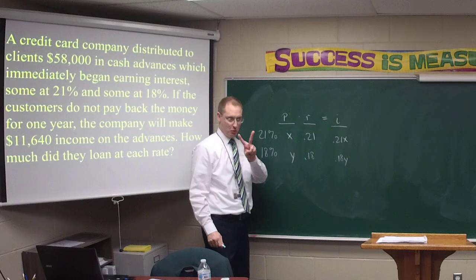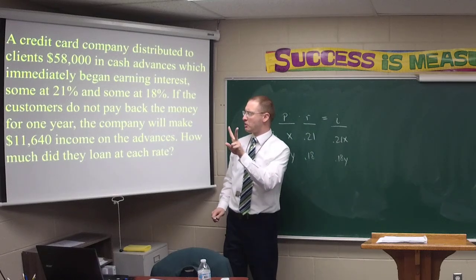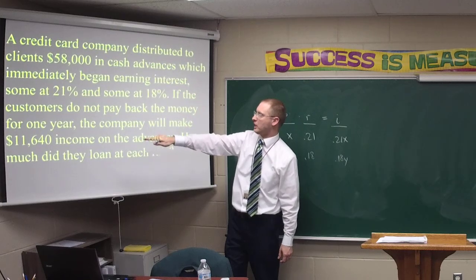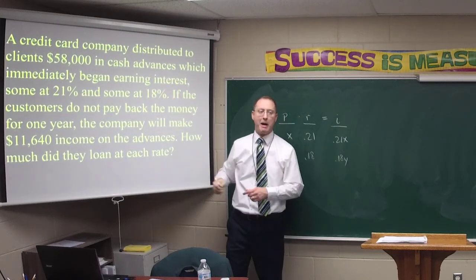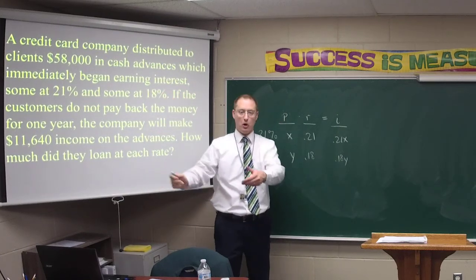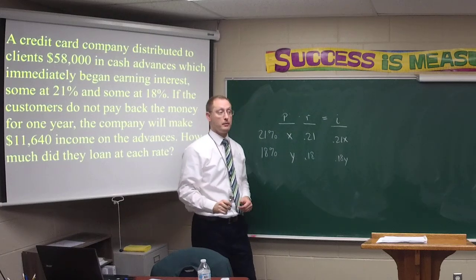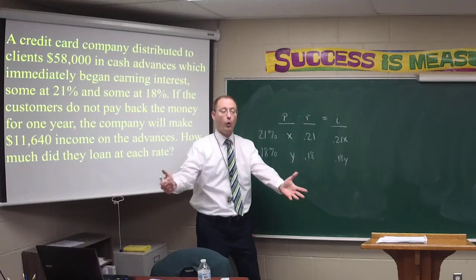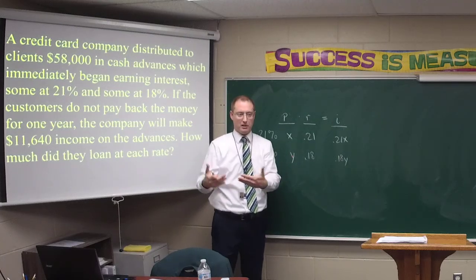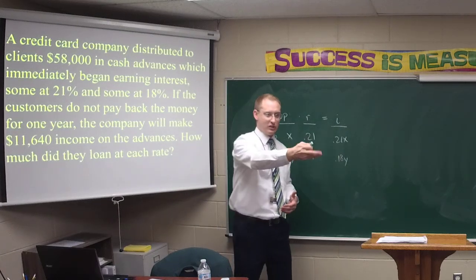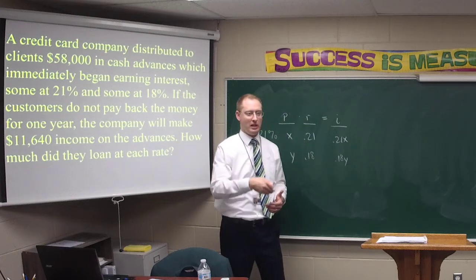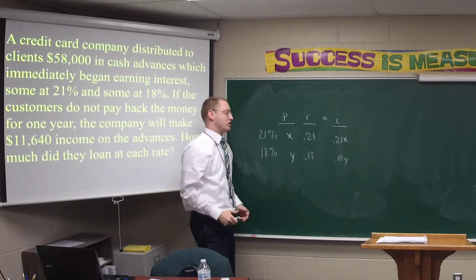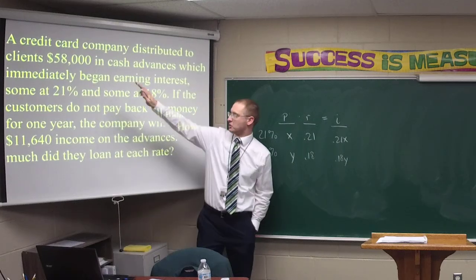Now, I've got to make two equations. Two numbers I haven't used, $58,000 and $11,640. The $58,000 is the amount that is loaned out. Class, we call that principal. Money that is loaned out or money that is borrowed, depending on your perspective, right? Like if Michael loans Genesis $10, he's loaning the money, she's borrowing the money, but the $10 is the principal, right? It's the money that changes hands. The total principal is $58,000.